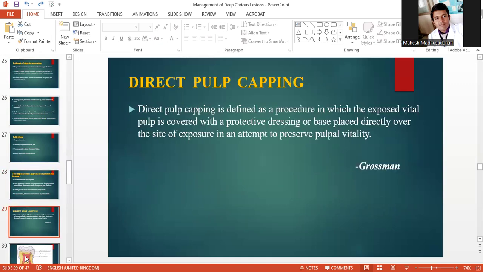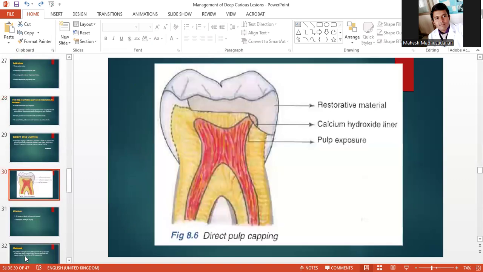Now, direct pulp capping. It is defined as a procedure in which the exposed vital pulp is covered with a protective dressing or base placed directly over the site of exposure in an attempt to preserve pulpal vitality. As you can see, a calcium hydroxide liner is placed directly over the exposed pulp, followed by a restorative material.